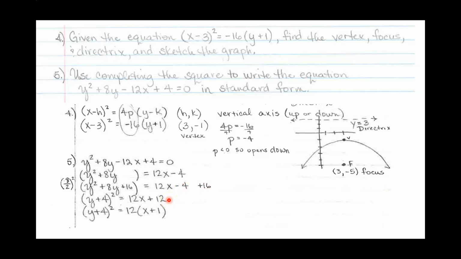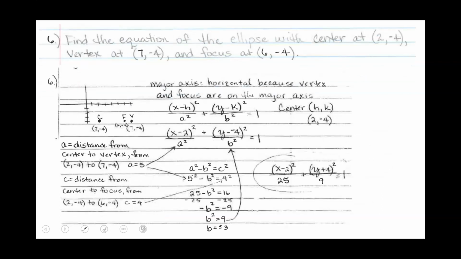So for standard form, I just want to take out any greatest common factor over here. So I'll take out my 12, and that will leave me with x plus 1. And that would be my standard form. All right, so those are our parabolas. Let's talk about our ellipses now.